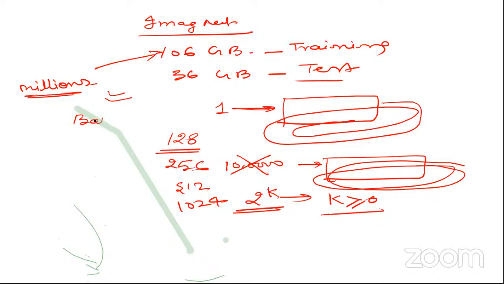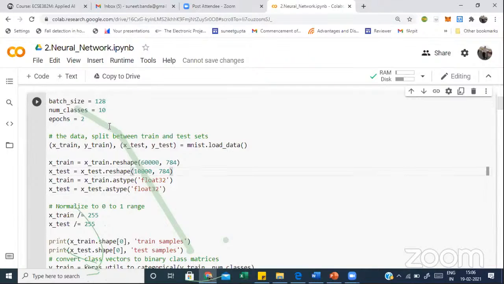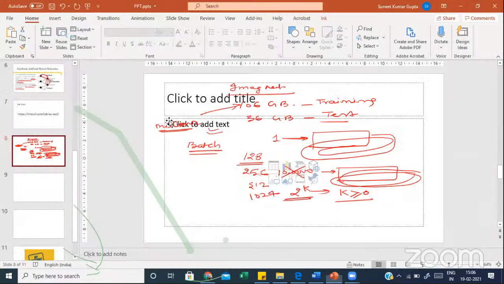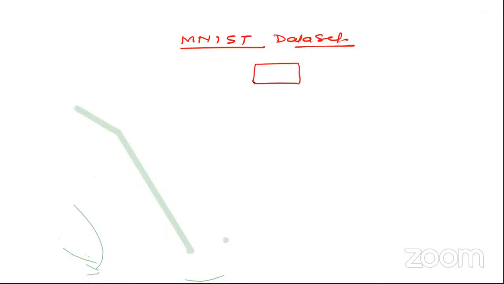So what is the batch size? It means how many samples you pass in a single shot. In our case, batch size equals 128. Number of classes equals 10. I'll explain on which data set we are working. Right now we are working on the MNIST data set. Let me tell you the features of the MNIST data set.